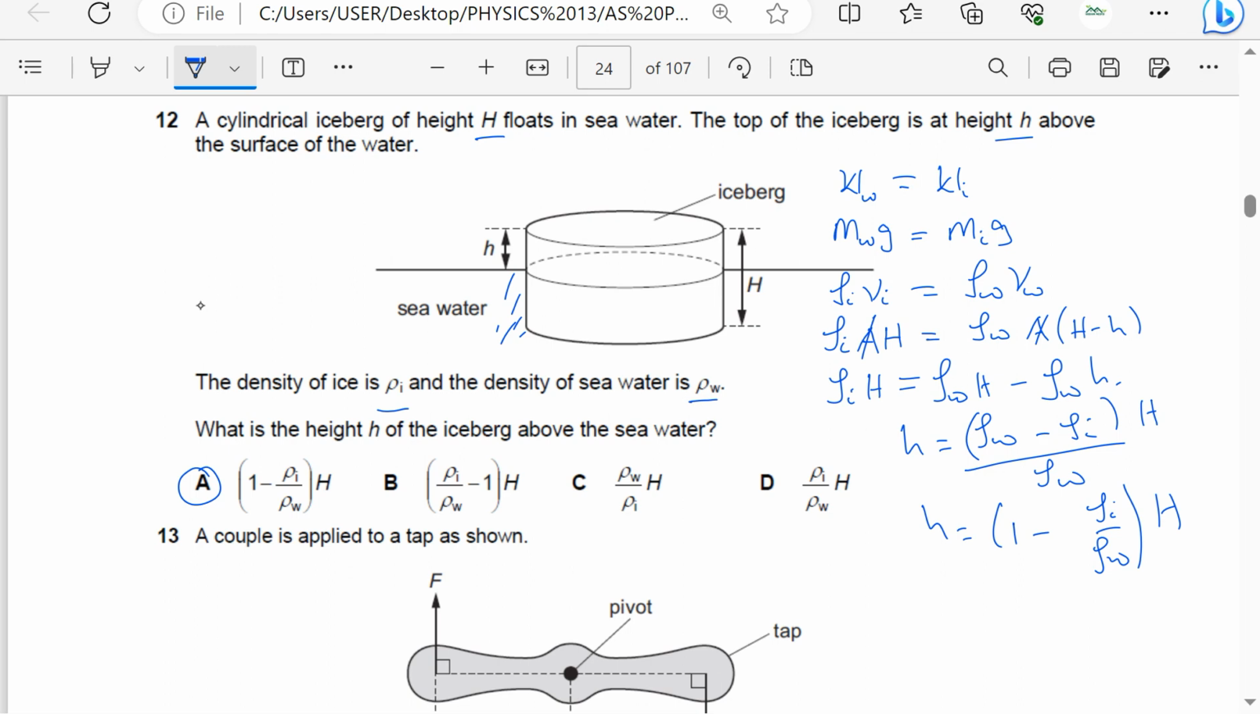So by Archimedes' principle, we say the weight of water displaced should be the same as the weight of the iceberg. That is in accordance to Archimedes' principle. So that's what I've used here.